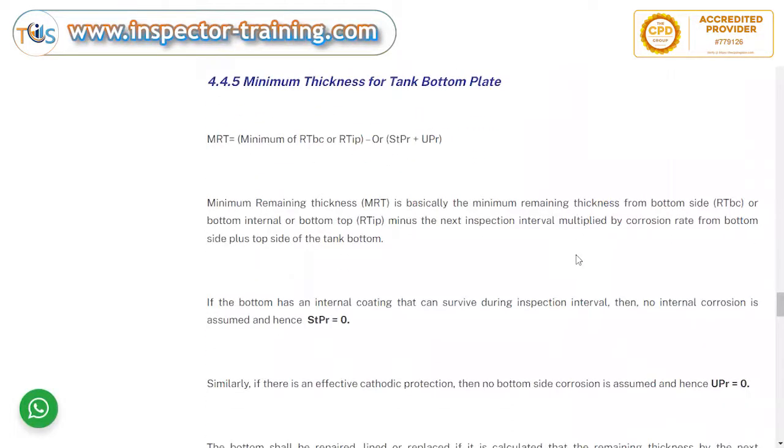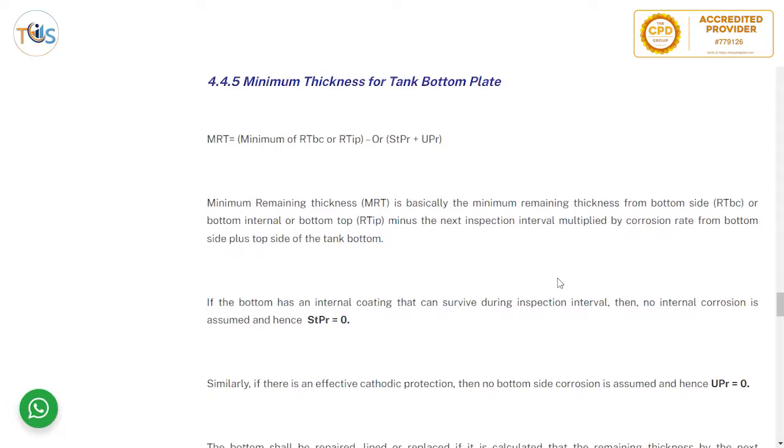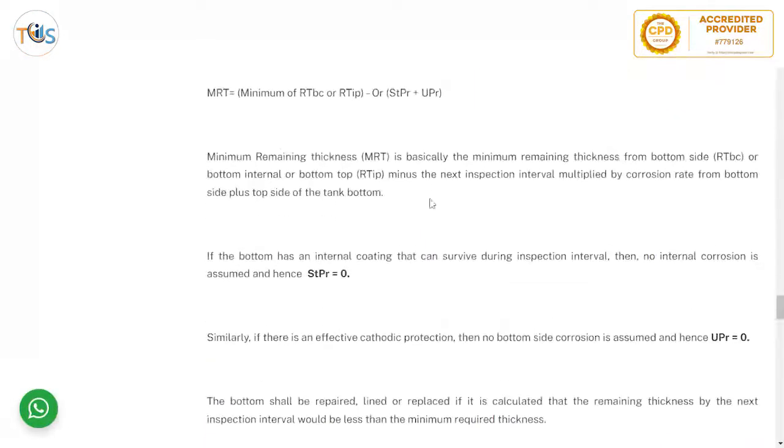Minimum thickness for tank bottom: the minimum required thickness is the minimum of the tank bottom thickness minus the minimum required from the upper side. So basically this formula is saying that the minimum remaining thickness is the minimum remaining thickness from the bottom side or bottom internal or bottom top, minus the next inspection interval multiplied by the corrosion rate for the bottom side plus top side of the tank bottom. So this is what this formula is saying. Corrosion rate is the inspection interval multiplied by corrosion from the bottom and from the top.